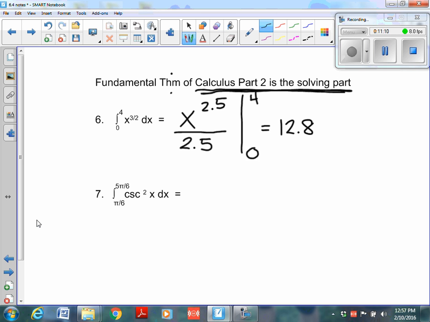Good? So the second, it's called the Fundamental Theorem of Calculus Part 2, tells you just you can solve the problem. And same thing with this one. Do you guys remember what secant squared x, what derivative that went to? You guys remember that? Wasn't it cotangent? Didn't tangent make secant squared x? Or no, did I do that wrong? Yeah, that's right. So this is a negative cotangent of x from 5 pi over 6 to pi over 6.